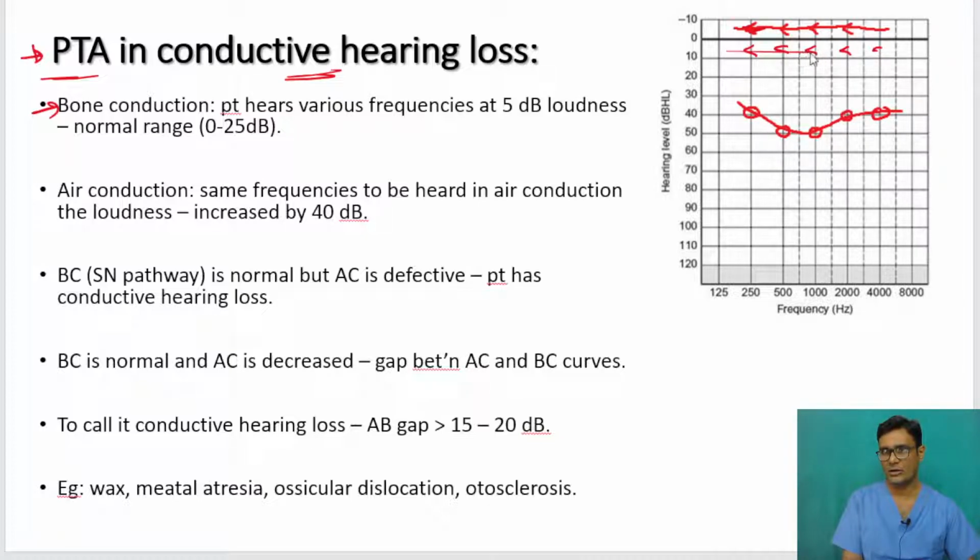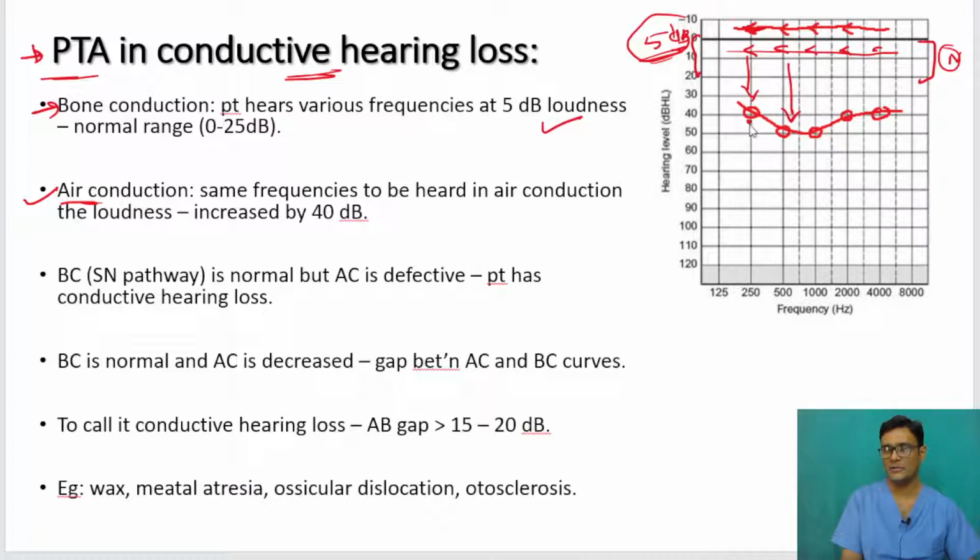Bone conduction, all the frequencies he is able to hear at 5 decibels. What did we say in the previous thing? Between 0 to 20 decibels is considered normal. So 5 decibels is definitely normal. Bone conduction is normal. Air conduction, for the same frequencies, we have to raise the intensity.